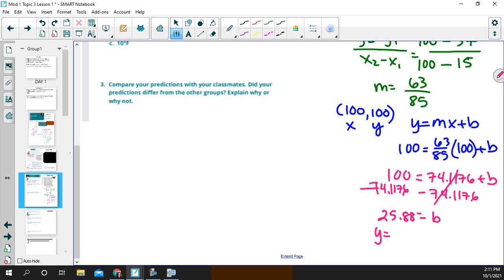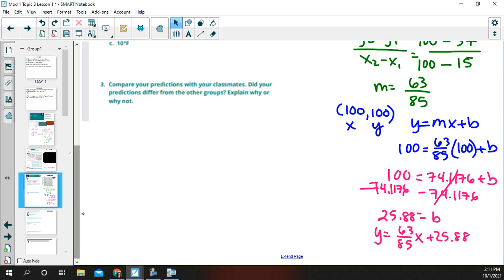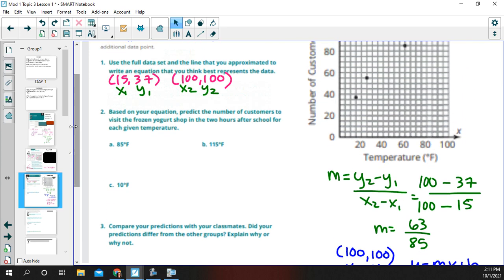So I have y equals my slope of 63 over 85, x plus 25.88, which means I have a positive slope. That's 63 divided by 85. It's pretty ugly. That's the rate my points are going up by for the 2 points I picked. The 25.88 tells me that at time 0 I would have my amount of people. Remember, B stands for your y-intercept. Y-intercept is where it crosses or intercepts your y-axis. So that 25.88 means at time 0, I have around 26 people, potentially, based on the equation I made.